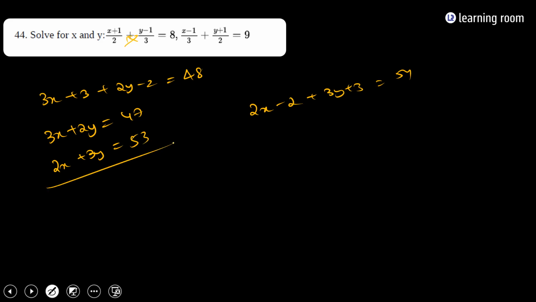Now what can you do? Elimination. Multiply by 3 and 2, or multiply with 2 and multiply with 3. So solve it, you will get the answer. Okay, one minute, do it fast. Let's see if all the answers match.